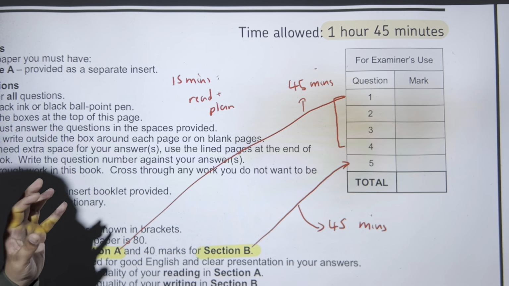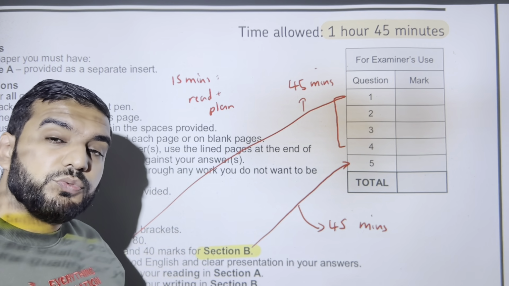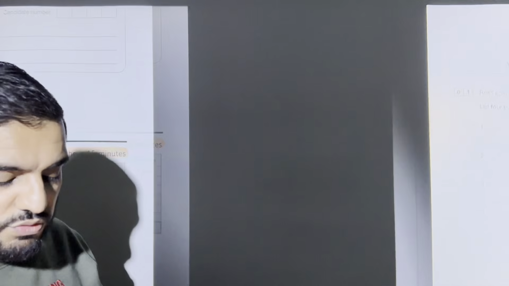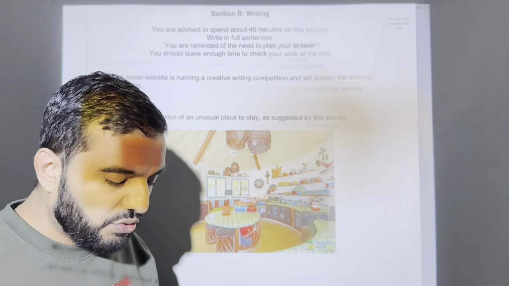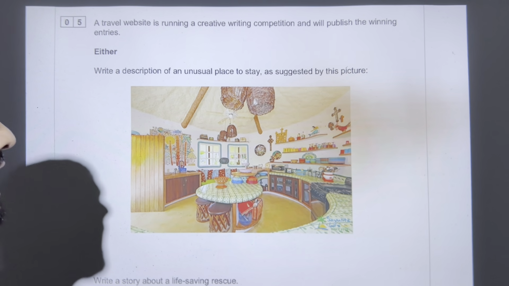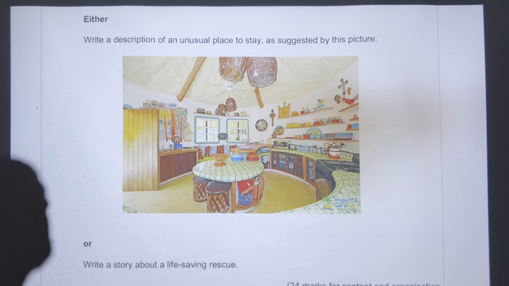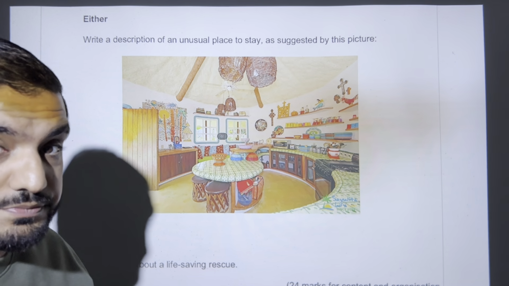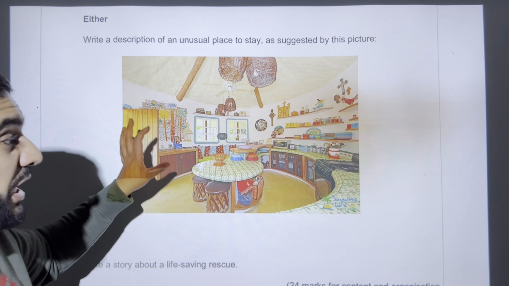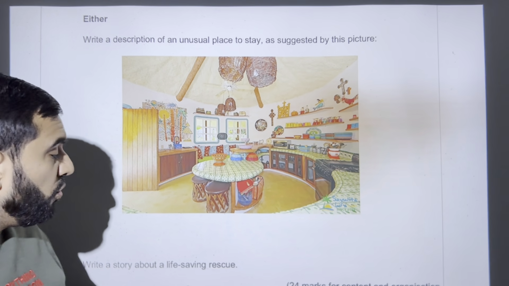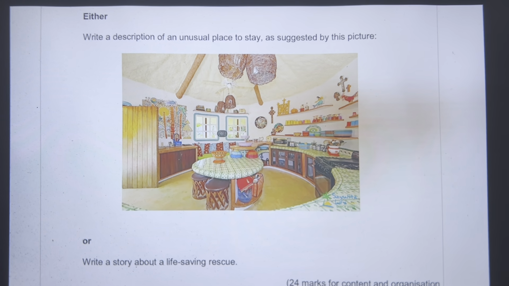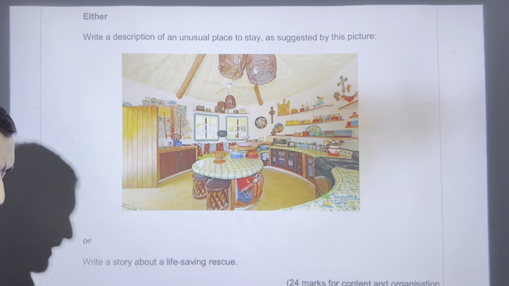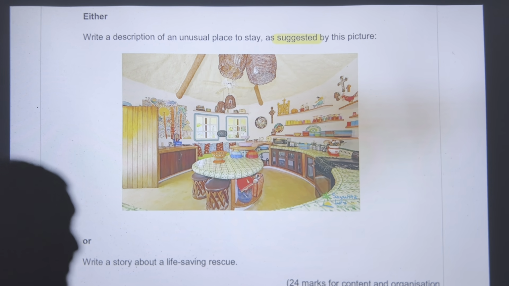So you read and you plan, you answer question 1, 2, 3, 4, and then we move on to question number 5. Now, question number 5, guys, is known as creative writing. And in this question, you are given an option of 2. You either describe something to do with the picture, or you write a story. So for this one, it says write a description of an unusual place to stay as suggested by the picture. Key part, guys, is as suggested by the picture.